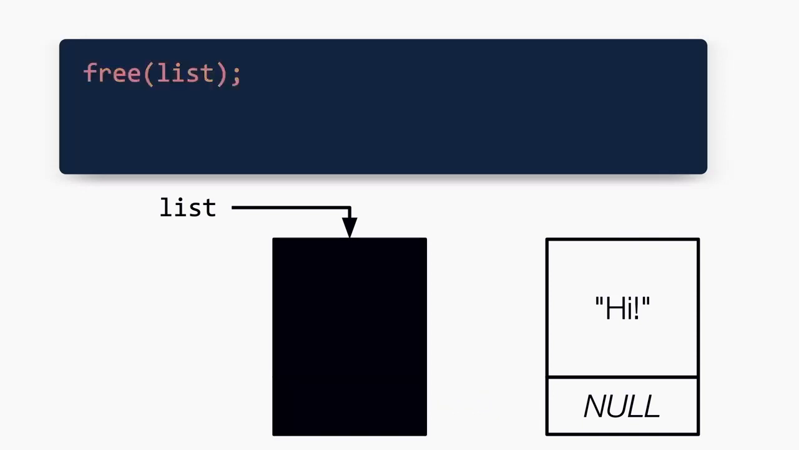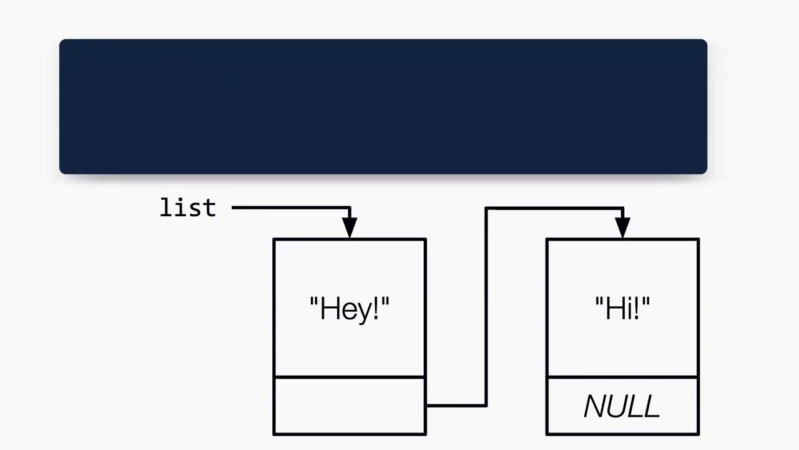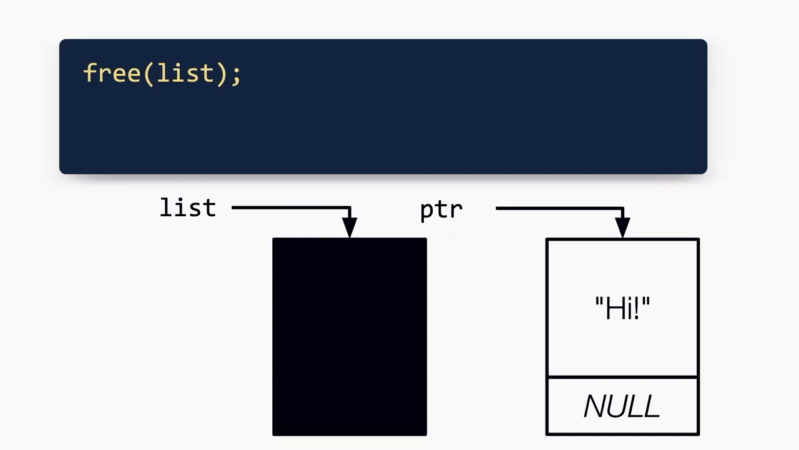We don't want to do this, just free the head of the list. What we could do instead is make a new pointer. Let's add that to the equation. Let's make a new pointer, just called maybe PTR, for example, and that will point to whatever the head of our list is, the next node. So now pointer is pointing to that second node in our list. And now we could safely free list. We could say, okay, free up list, and that's gone.